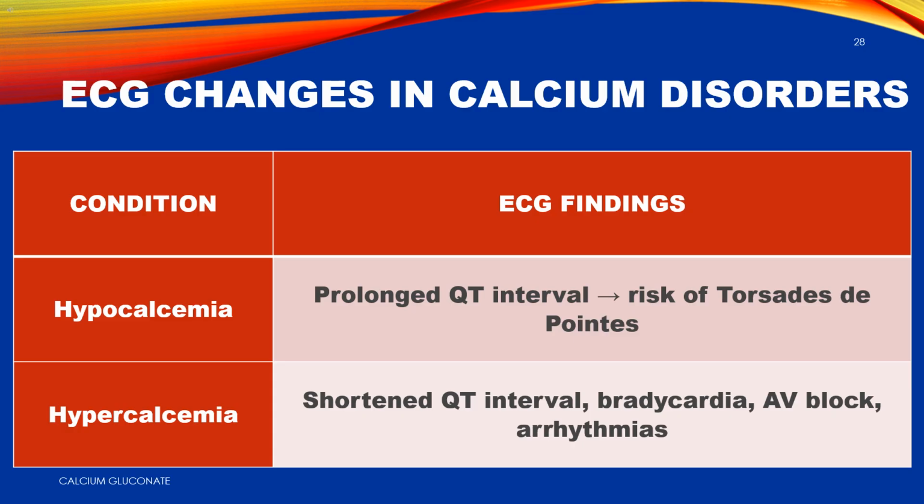Risk of torsades de pointes, a specific type of abnormal heart rhythm that can be life-threatening if not treated promptly. 2. Hypercalcemia. In cases of high calcium levels, ECG changes can include shortened QT interval. This reflects the effect of calcium on the heart's electrical activity. Bradycardia, a slower than normal heart rate. AV block, a delay or blockage in the electrical signals between the heart's chambers. Arrhythmias, abnormal heart rhythms that can range from mild to life-threatening.